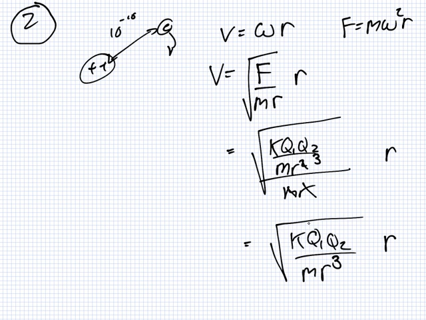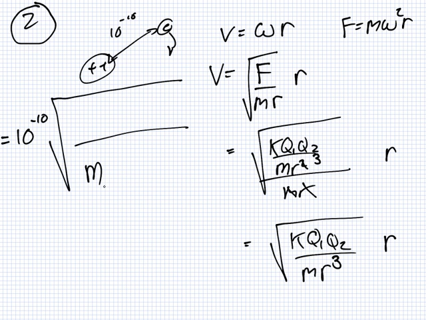Yeah? So what we need to type in on the calculator is square root of 10 to the minus 10, mass of the electron 10 to the minus 30, because it's cubed, 8.99 times 10 to the 9 times e cubed.